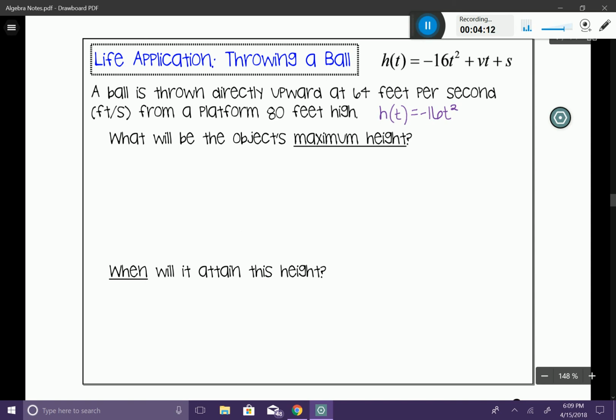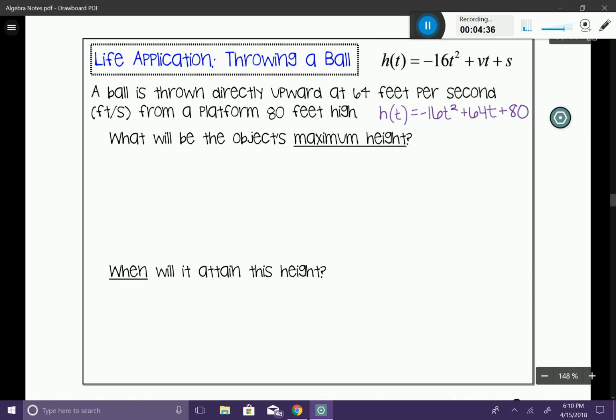Okay, my velocity now. This is where I actually start putting some numbers in. My upward velocity is 64 feet per second, so I'm going to say plus 64 with a t. Then I'm going to add my initial height, my s. It says that it's starting from a platform that's 80 feet high, so my initial height is going to be 80 feet.